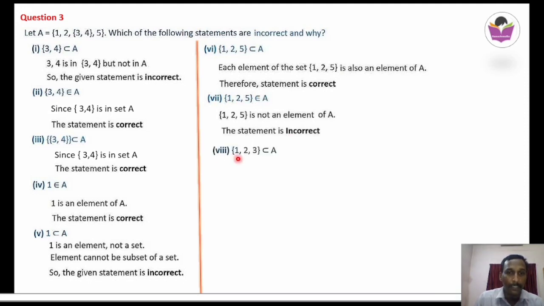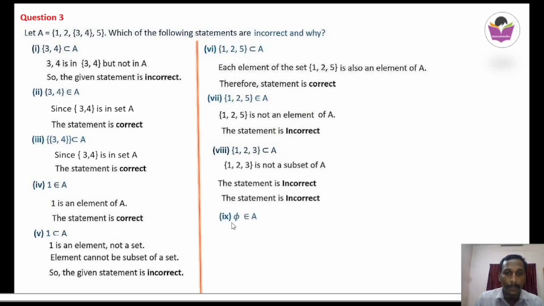Then question number 8. Set of 1, 2, 3 is a subset of A. You can see 1, 2, 3. These are the 3 elements. You can check here, 1, 2 is there, but 3 is not there. So this set 3, 4 is one single term, one single element. So all these 3 do not belong to set A. Every element of this set must be an element of the second set. Then only we can say it is a subset. Here that is not satisfied. So because of that, the statement is incorrect.